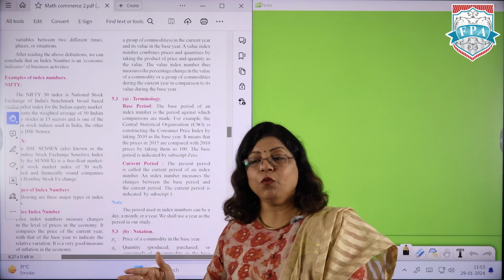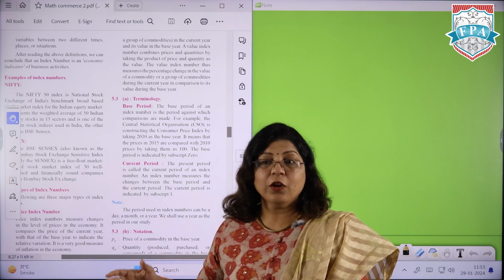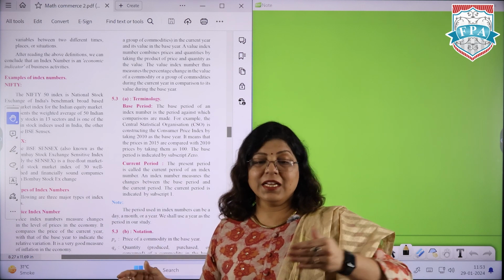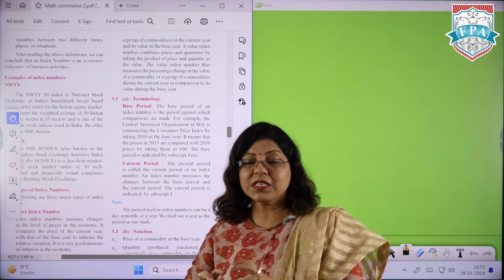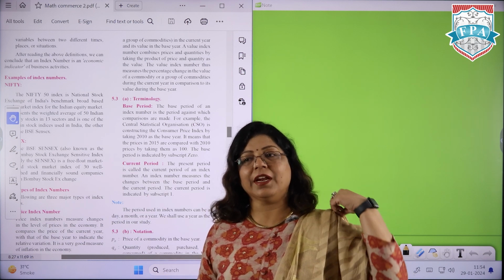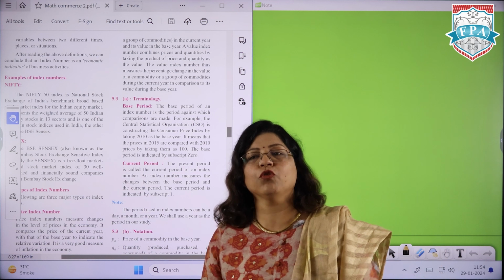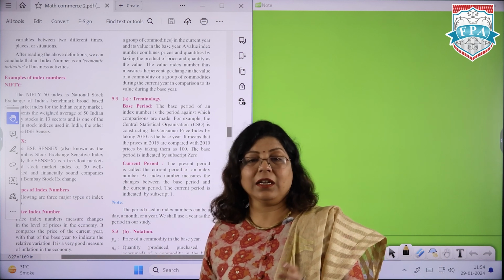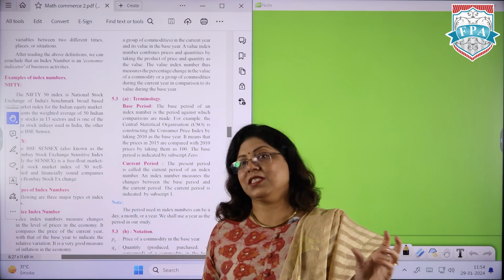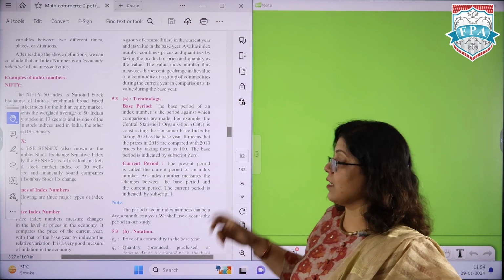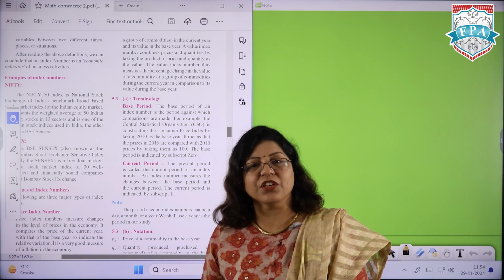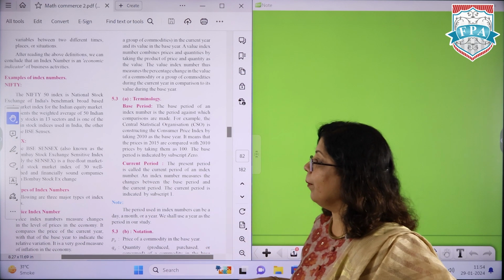Like if something you were buying was 20 rupees last year and this year it has become 25, then on a percentage basis we'll calculate: if 20 is rupees 100, what should be the value this year, and that will come as 125 as the index number. There is no unit for that because, as I just said, it is either a ratio or a percentage, so we are not going to write any unit there.